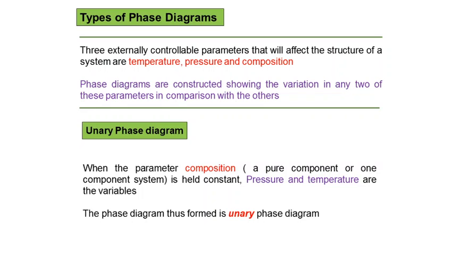Except for the unary phase diagram, for other phase diagrams we intentionally avoid the parameter pressure. As per the modified form of the Gibbs phase rule, we ignore pressure as a measuring parameter. So we will consider only temperature as well as composition variation. But in the case of the unary phase diagram, we also consider pressure as a parameter.